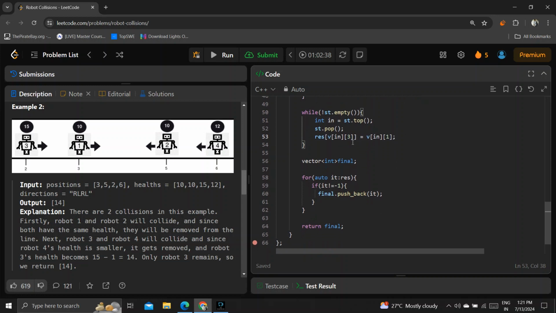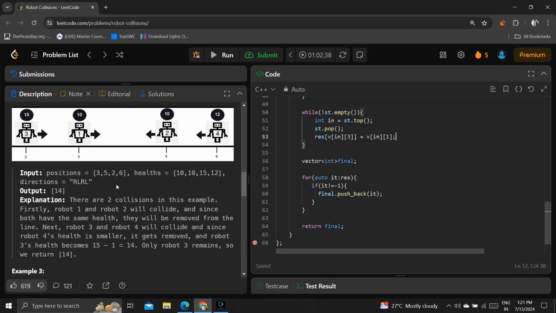So what will be the answer? If we talk about this, 10 collides, so it becomes 0. Then 15 and 12 collide, and 15 is greater than 12, so 15 becomes 14. So our vector would look like this: minus 1, 14, and minus 1, right? Here all the values in the result that contain minus 1 will be removed, the new vector final will be stored, and we will simply return this final.